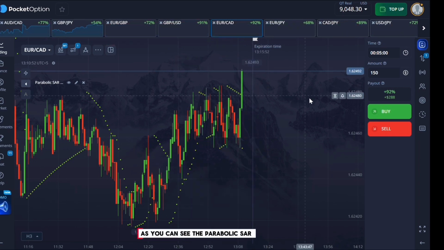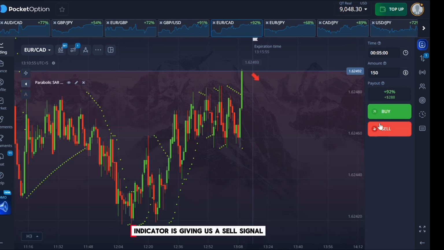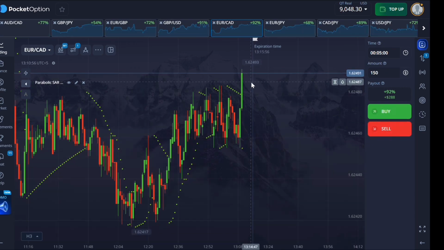As you can see, the parabolic SAR indicator is giving us a sell signal. So we'll place a sell trade.